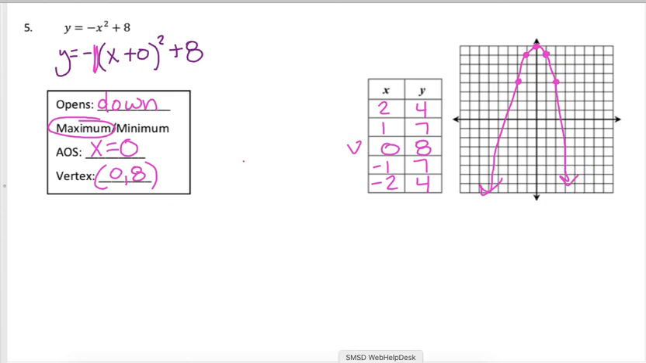All right, I hope that you're seeing that standard form is great, but vertex form is quicker, more efficient. So we'll practice these and kind of see how we can move between standard form and vertex form moving forward. Let me know if you have any questions.